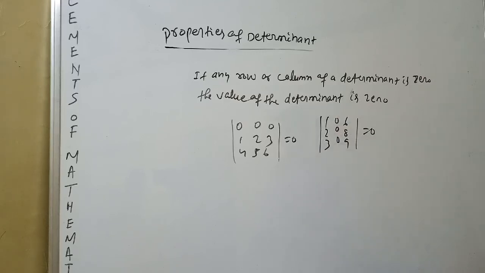Okay, these are the properties of determinant. This is an important portion of the determinant, and this is the theory part of the properties.